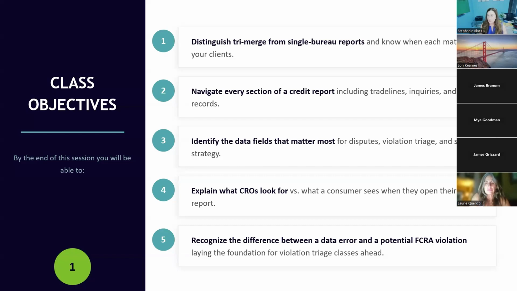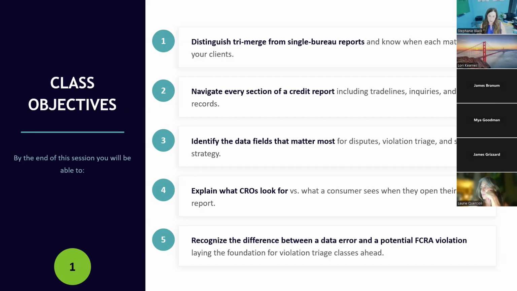We're going to go through and navigate every section of an actual credit report. We're going to look at trade lines, inquiries, public records. We're going to identify the data fields that matter for us and some of the ones that are sometimes confusing, date of last activity, date of first delinquency, those can be very confusing for people. So we're going to cover those as well so that everybody understands what they're looking at when they look at a credit report. We're going to understand more of how we look at it through our eyes and through compliance eyes for FCRA violations and things like that.